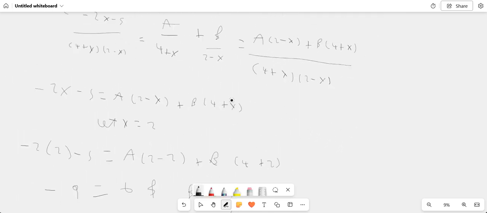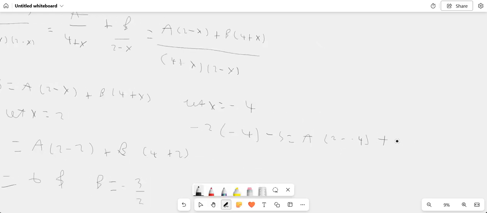For the second one, we're going to have to let x equal minus 4. So 4 minus 4 equals 0, yeah? So let x equal minus 4. Put that into the left hand side. So that's minus 2 open bracket minus 4 minus 5 is equal to a open bracket 2 minus 4, yeah? Plus b open bracket 4 minus 4, yeah? Or plus minus 4, yeah?